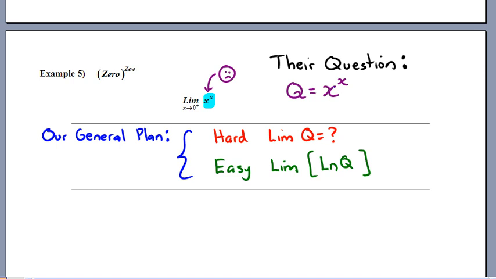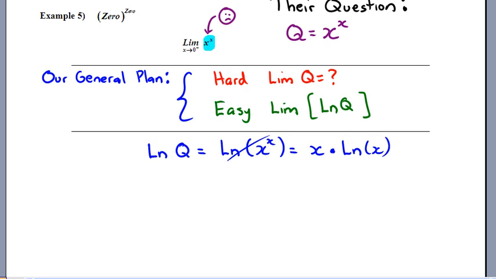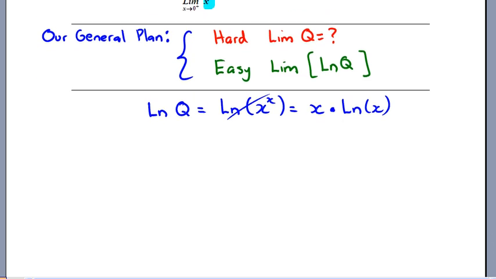If I do a logarithm over here on the right, I can pull that x down. So let's try this here. I've got ln of Q would be the ln of x to the x. But that could be rewritten in a slightly nicer way as x times the ln of x. I'm going to take the x times ln x. So let's do the easier limit. Okay, and then we'll talk about doing the hard limit after that.